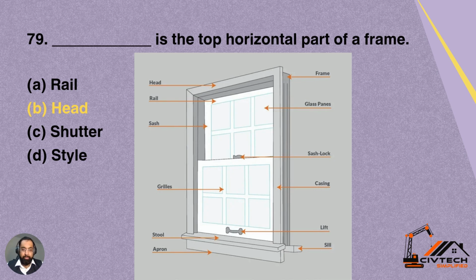So you can have a look at the door frame, which clearly shows the head is the topmost part of the door frame. Then we have rail. The sash is also visible. You can see glass panels are visible, and you can also see the apron. Sill level is the bottom one. Jambs are the vertical parts of the frames. So the correct option for this question is B, which is head. Head is the topmost horizontal part of a door frame.